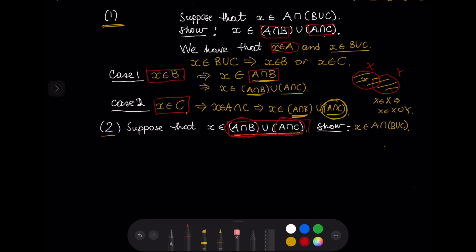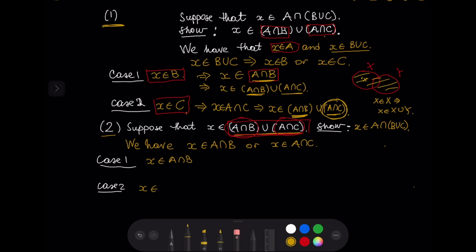So that means that x is in the first set or in the second set. So we have that x is in A intersected B or x is in A intersected C. So we have two cases now. Case 1 is when x is in A intersected B, and case 2 is when x is in A intersected C. So let us look at case 1.